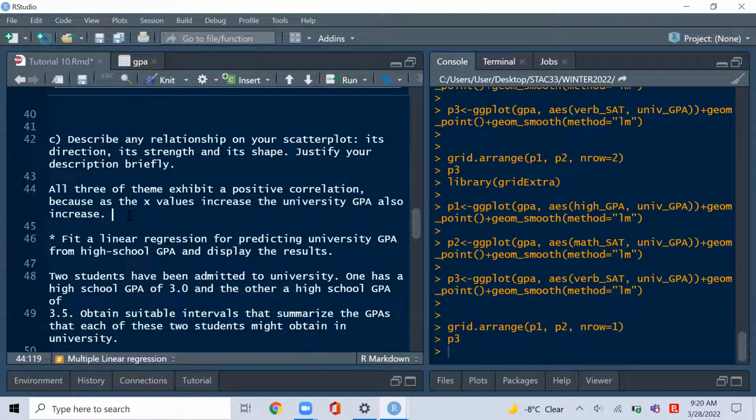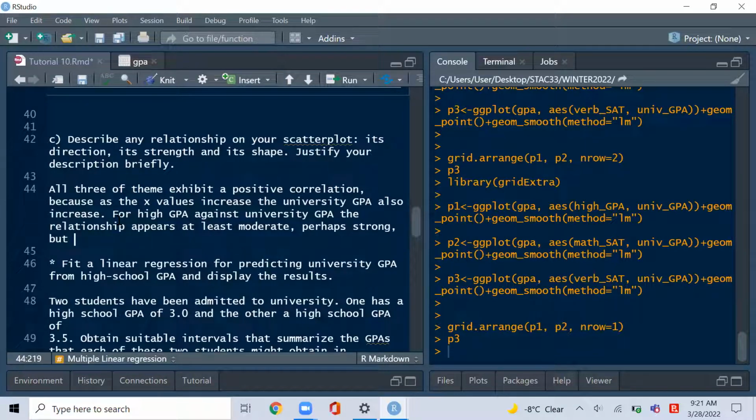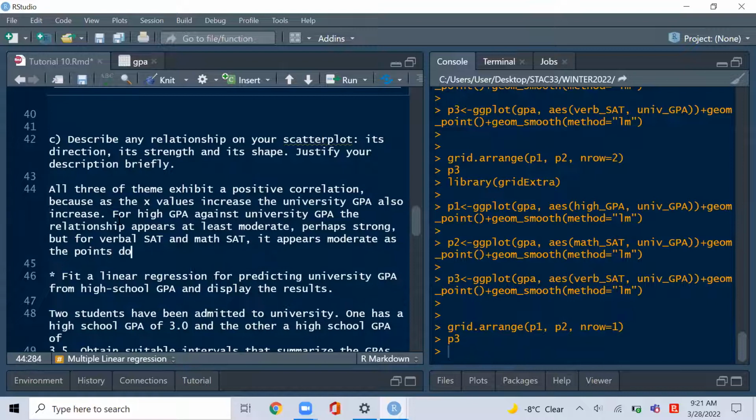I'll just say, high school GPA against university GPA: the relationship appears at least moderate, perhaps strong, but for verbal SAT and math SAT, it appears moderate, as the points don't necessarily exactly follow the line. Right, that's what you look for. So when you say something like the relationship is moderate, you should have a justification, and usually the justification is that your points don't exactly follow the line of best fit.